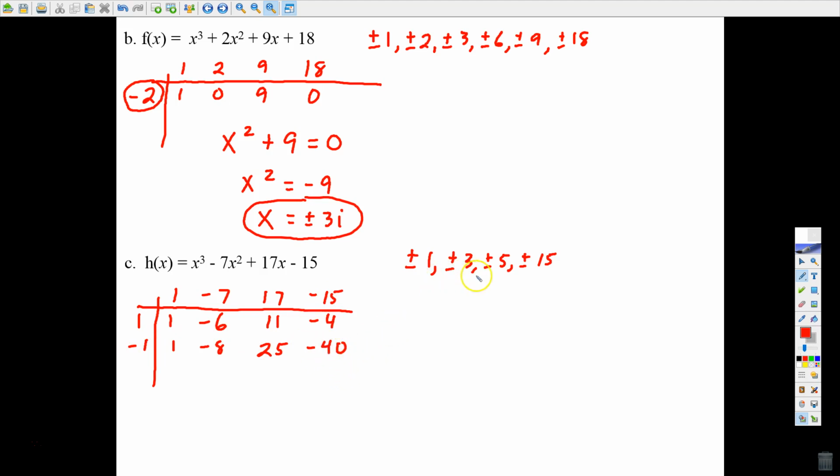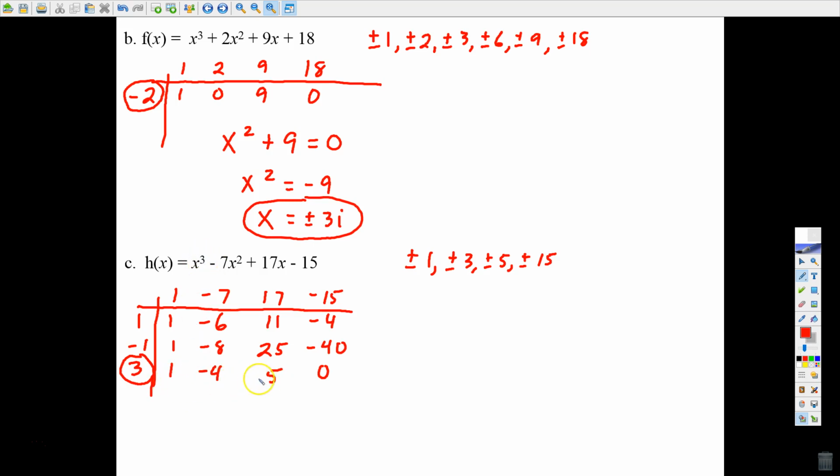Okay, well, let's try 3. Bring down the 1, multiply. 3 plus -7 is -4. -12 plus 17 is 5. 15 plus -15 is 0. So we found our first 0. It's a rational number. It's a real number, of course. Now let's find the other 2.